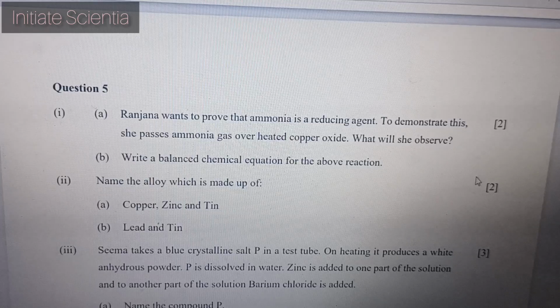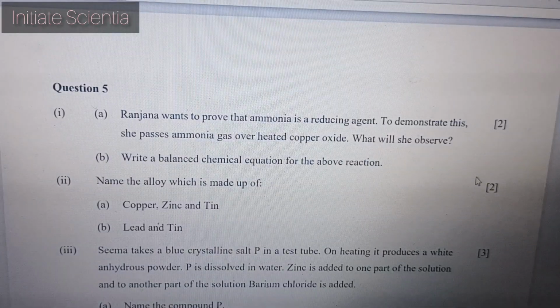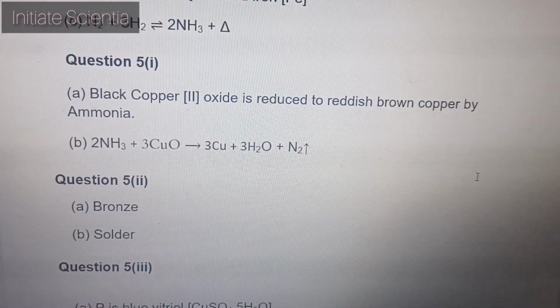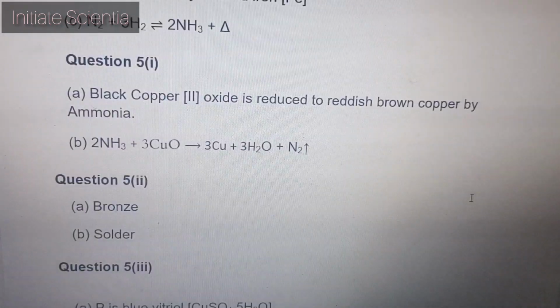Question 5. Ranjana wants to prove that ammonia is a reducing agent. To demonstrate this, she passes ammonia gas over heated copper oxide. What will she observe? Black copper oxide is reduced to reddish brown copper by ammonia. Write a balanced chemical equation for the above reaction. 2NH3 plus 3CuO gives 3Cu plus 3H2O plus N2. Name the alloy which is made of copper, zinc and tin. Bronze. Lead and tin: solder.